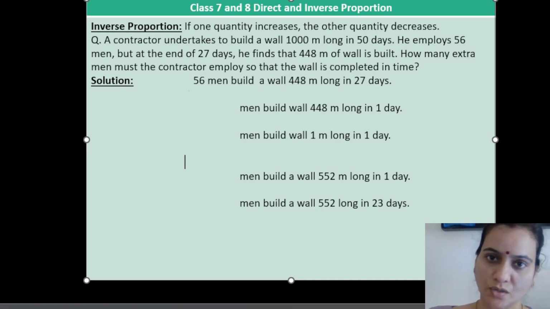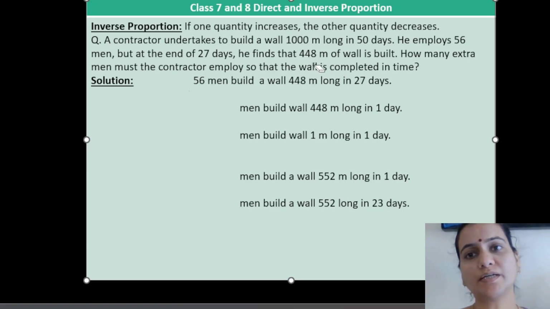So 1000 meter long wall, out of that 448 has already been built. So 1000 minus 448 is 552. So 552 meter of wall is to be built. And how many days are left? Out of the 50 days, 27 days are already over. So 50 minus 27 is 23 days. So we need to find out how many more men will be required to build 552 meter of wall in 23 days. These 56 men are not enough. So let's try to find out.